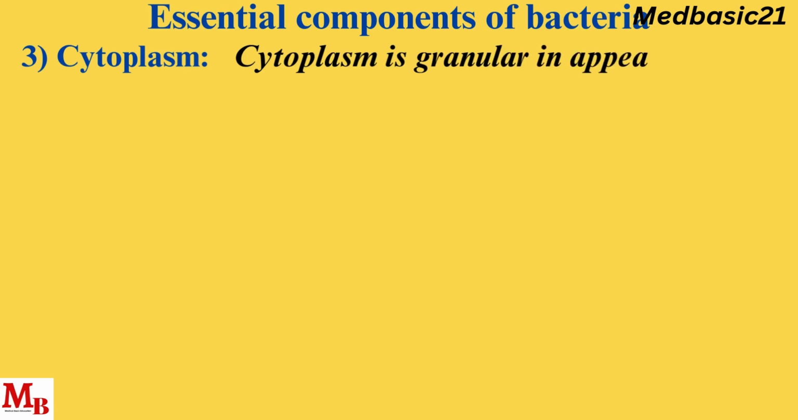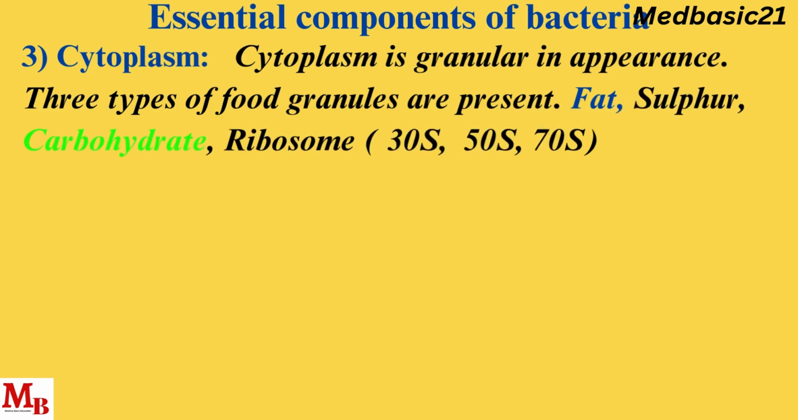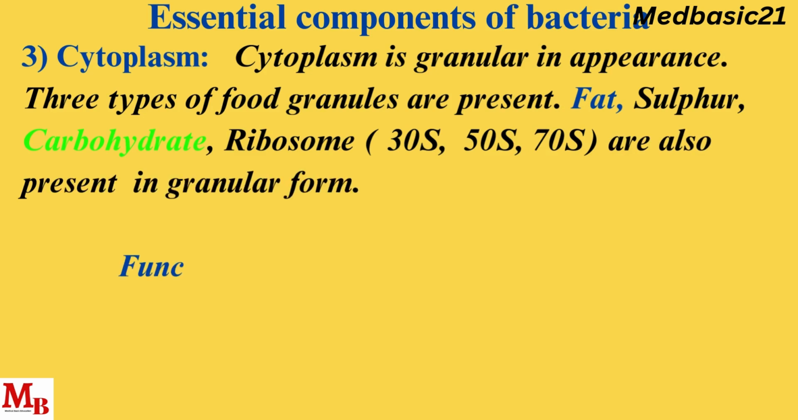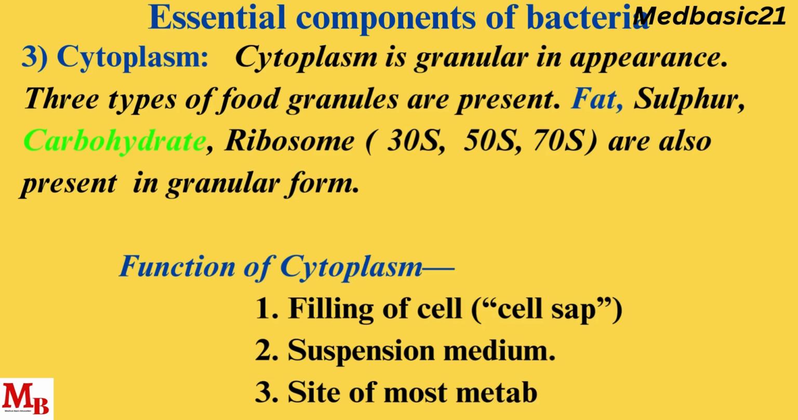Cytoplasm. Cytoplasm is granular in appearance. 3 types of food granules are present: fat, sulfur, carbohydrate. Ribosomes, 30S, 50S, 70S, are also present in granular form. Function of cytoplasm: filling of cell sap, suspension medium, site of most metabolic processes.